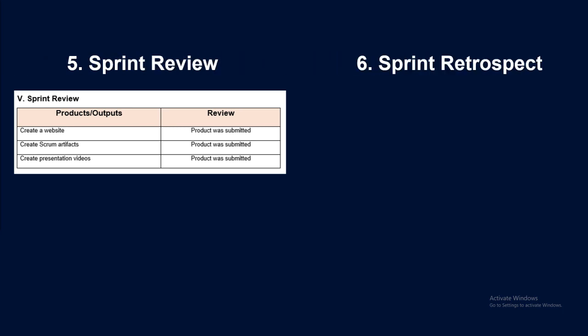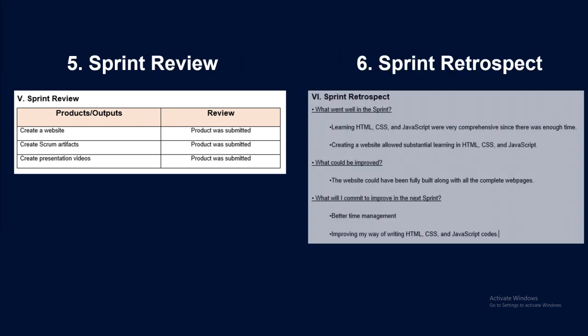Then, for the next and last artifact, I just asked these 3 main questions to have a retrospection and reflection on what I did during this sprint. The first one was what went well in the sprint, and the next for the improvement, and then about what I chose to commit to improve for the next sprint.